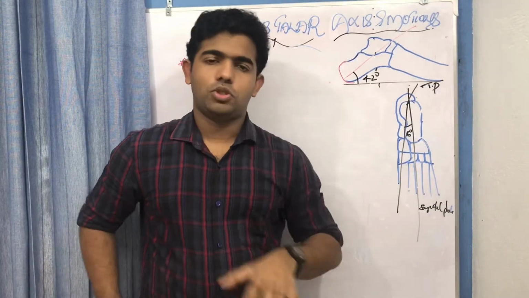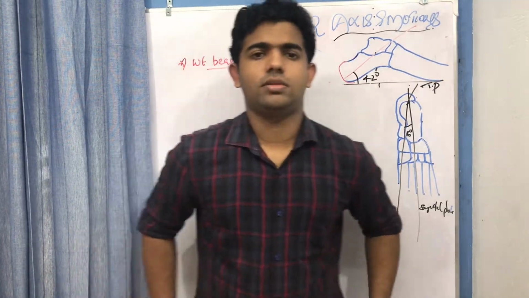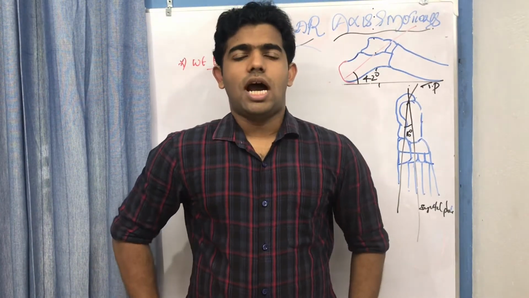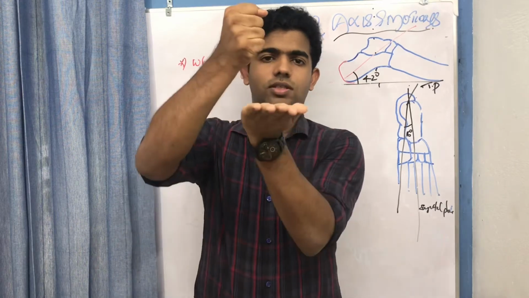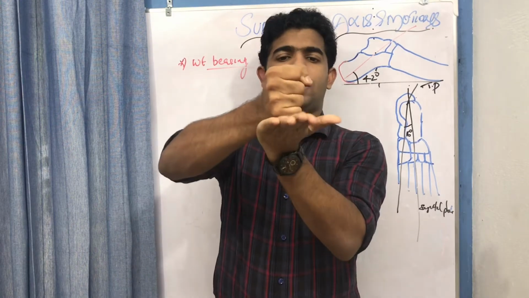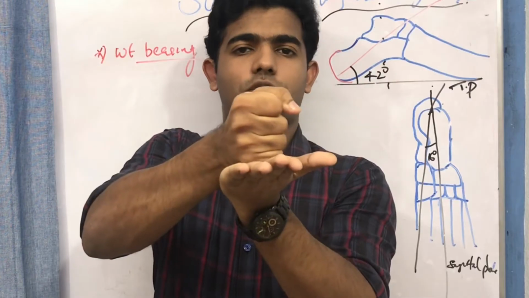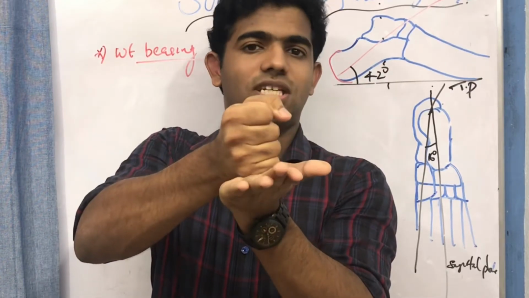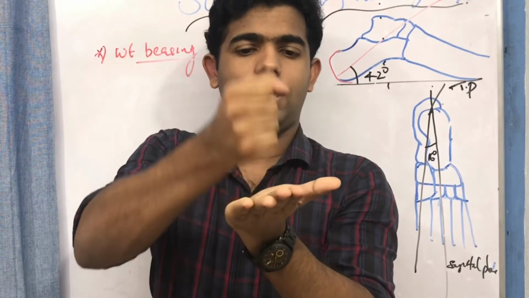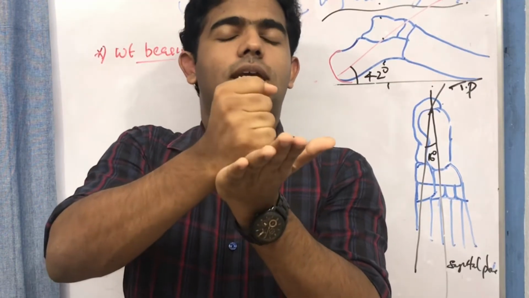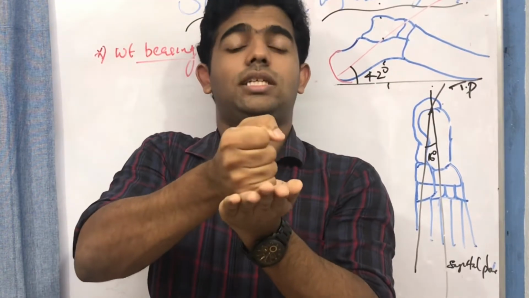So in the weight bearing position, you are standing. For example, I am standing, so this is a weight bearing position. This is the ground. My calcaneum is this one. My calcaneum cannot go for plantar flexion and dorsiflexion too. It's limited because the body weight is from above. So my calcaneum is restricted in sagittal plane movement.